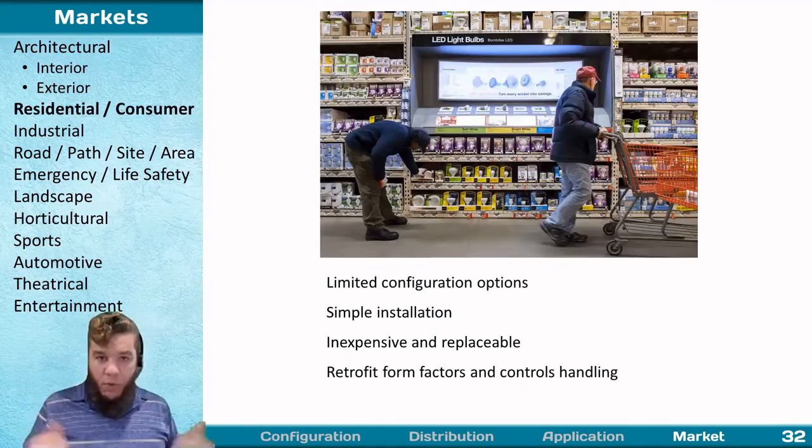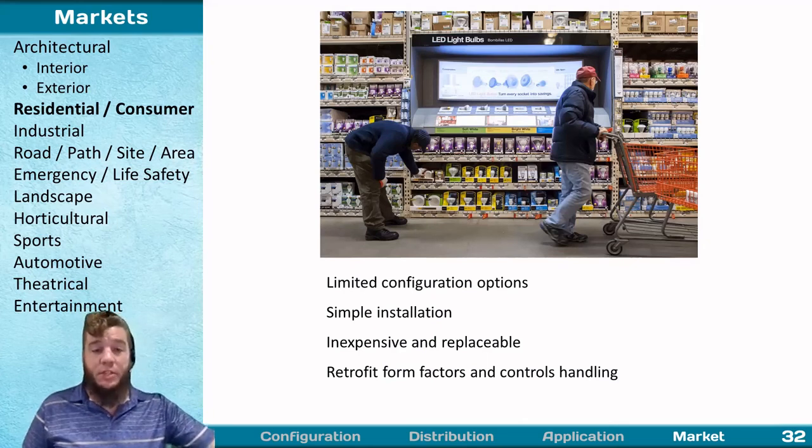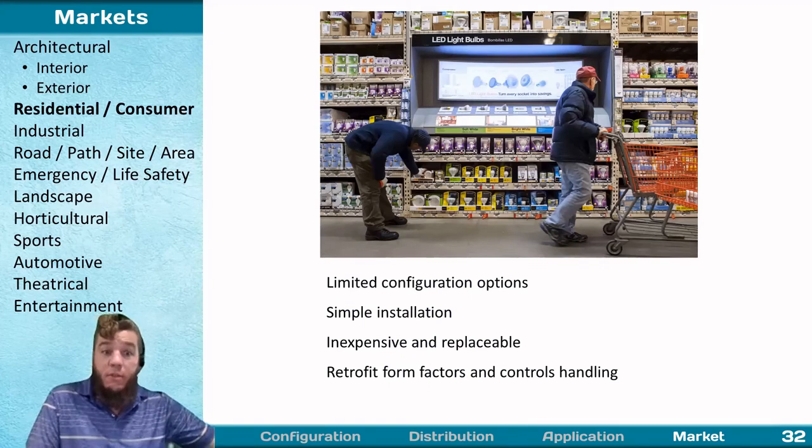And of course, we have what you're all familiar with, the residential and consumer market. So this includes a lot of your common A lamps and whatnot, a variety of typical residential fixtures. You're not going to have as many options on this. They basically are telling you what you want and need, and you need to accept that, or you can go to Home Depot instead of Lowe's, I guess.